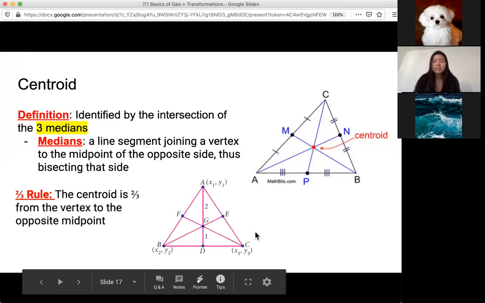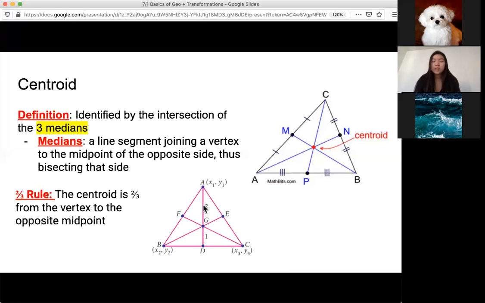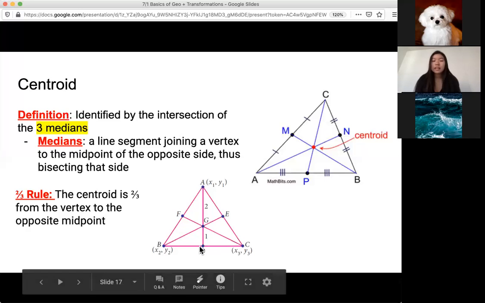Again, that's another example. If the vertex to the opposite midpoint is 2, which is 2/3, and 1 from the vertex to the midpoint, which is 1, and that is 1/3.